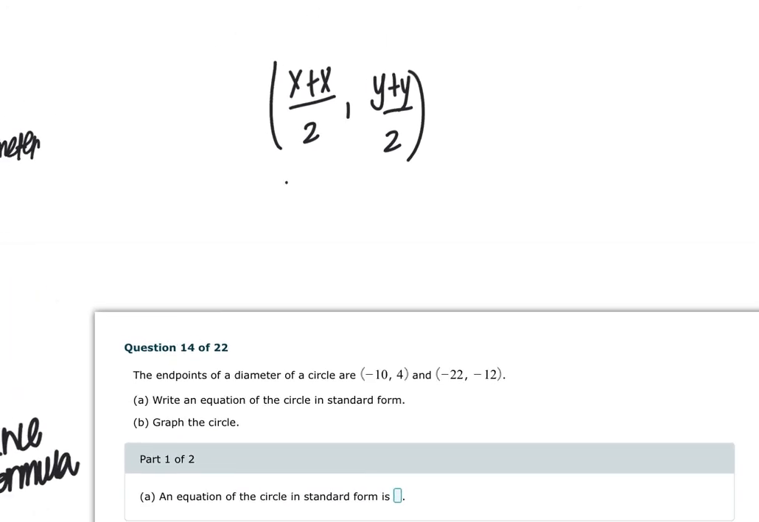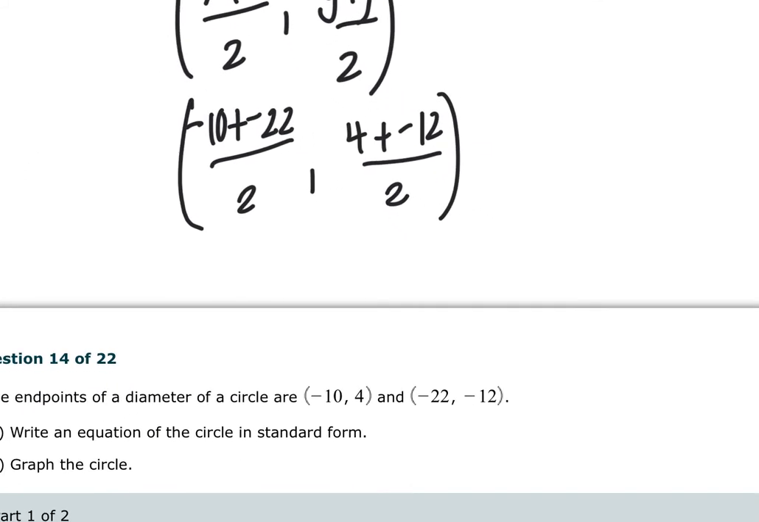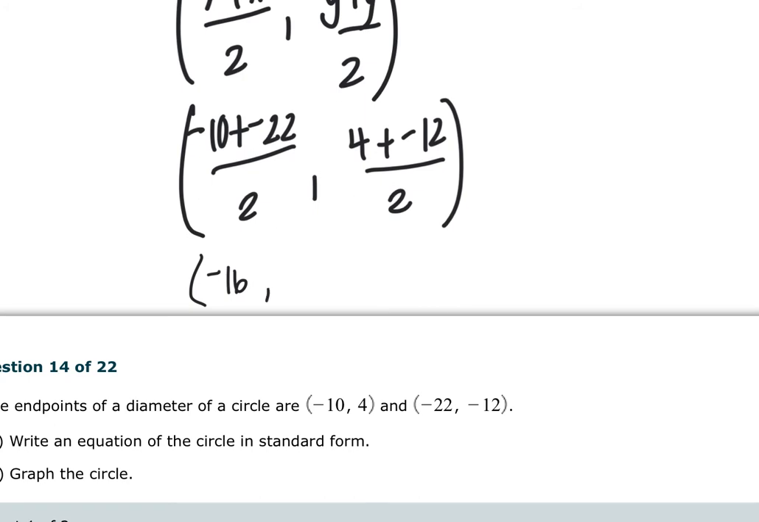And so that's negative 10 plus negative 22 divided by 2, and 4 plus negative 12 divided by 2. So negative 32 divided by 2 would just give us negative 16. And 4 plus negative 12, that's negative 8 divided by 2, which is negative 4. So I have now my center.